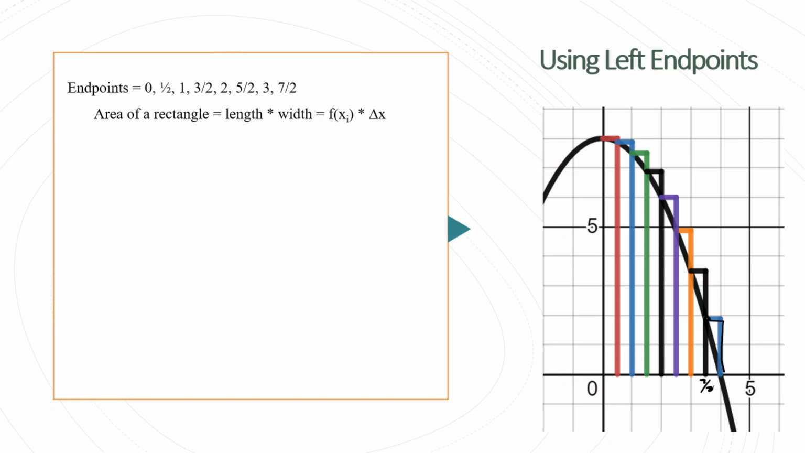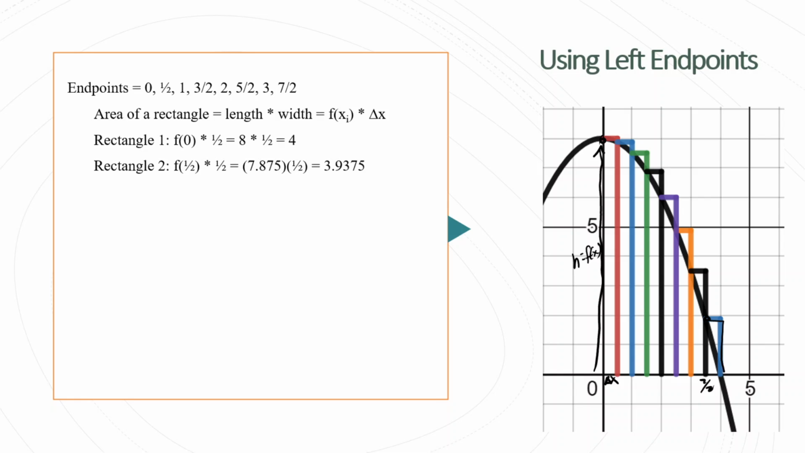The area of each rectangle is going to be its length times its width. So the width is this delta x down here. The height of the rectangle is the function value itself, right? So rectangle 1 is going to be f of 0 times our width, which is a 1/2. And then rectangle 2 is going to move to the next endpoint and do f of 1/2 times the delta x, which is a 1/2. And we're going to keep calculating these.